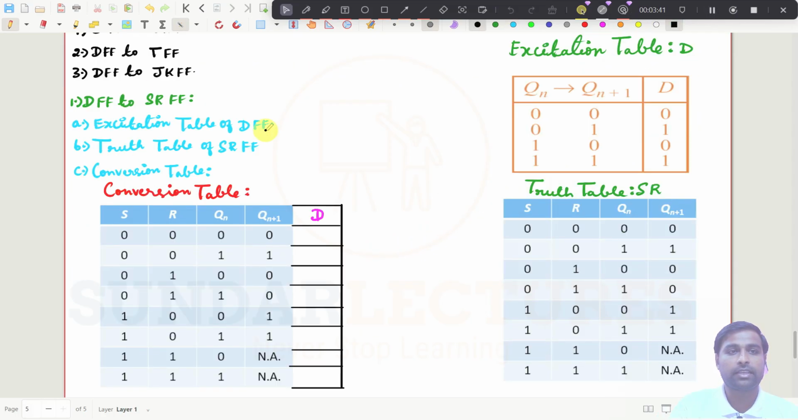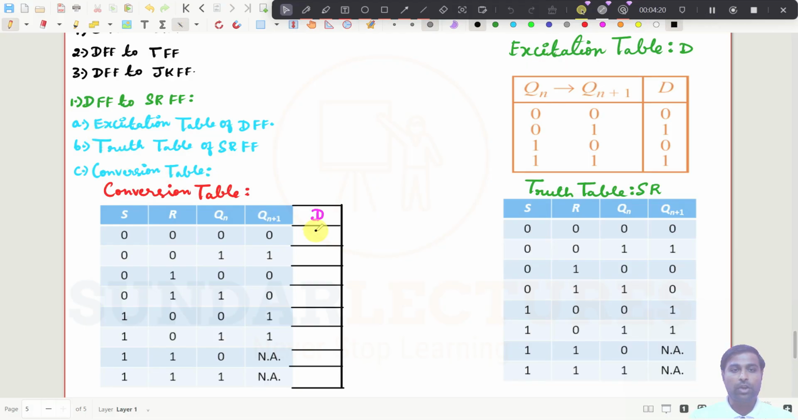Right, now you can see here, I have just taken the excitation table of the D flip-flop here, and the truth table of the SR flip-flop here, and the conversion table I have just drawn. As I have already told you in the previous class, in the conversion table we take the truth table as it is, and then we need to work out the inputs. If it is 0 0 then what happens, and then 1 1 what happens. We need to derive the inputs for the D here. That is the next step we are going to perform.